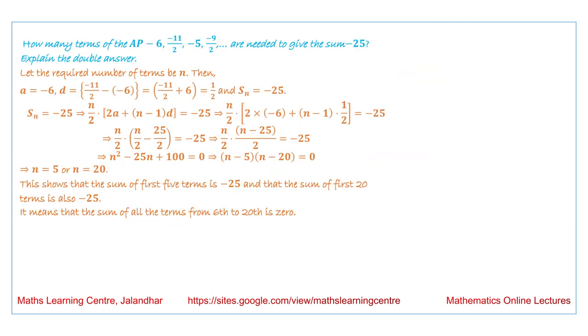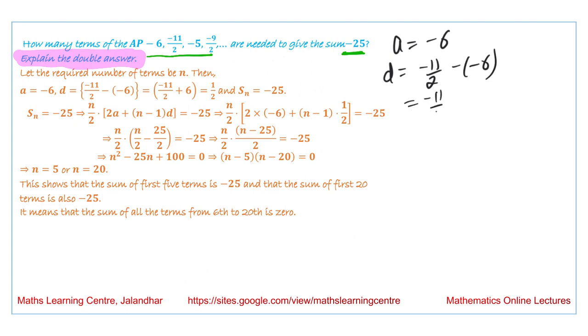Next is: how many terms of the AP are needed to give the sum minus 25, and the second part is to explain the double answer. So this AP is given, the value of a is minus 6, and the value of d is minus 11 by 2 minus (minus 6), so the answer is minus 11 by 2 plus 6, which is equal to 1 by 2. And suppose there are n terms, whose sum is minus 25.